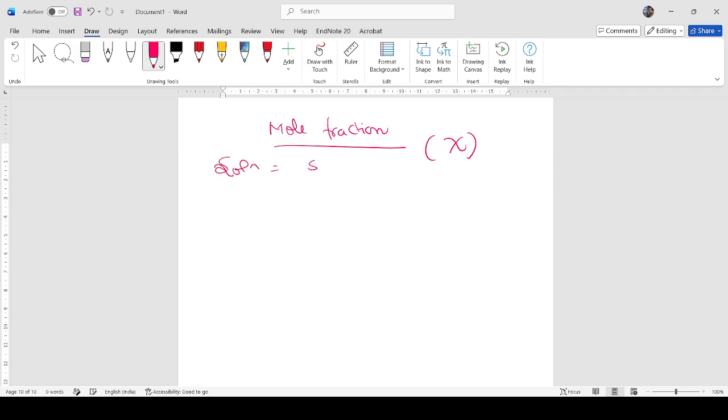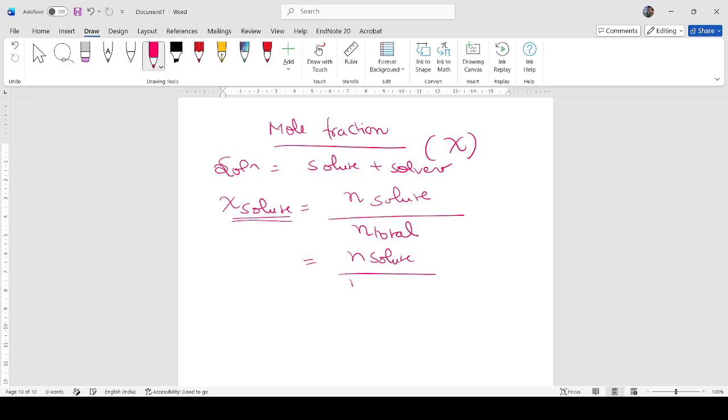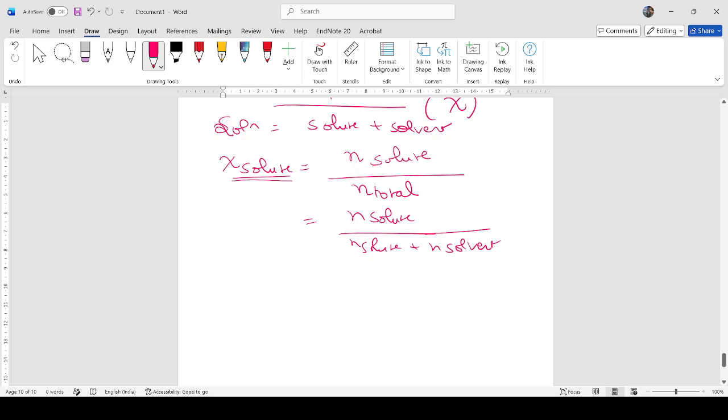When I'm talking about a solution, it is basically made up of solute plus solvent, right? So if I'm talking about the mole fraction of the solute, remember chi is mole fraction. What do you mean by the fraction of its mole? When I say it is the mole fraction of solute, I understand it is the moles of solute with respect to total moles. What is this total moles? Isn't it the moles of solute plus moles of solvent?